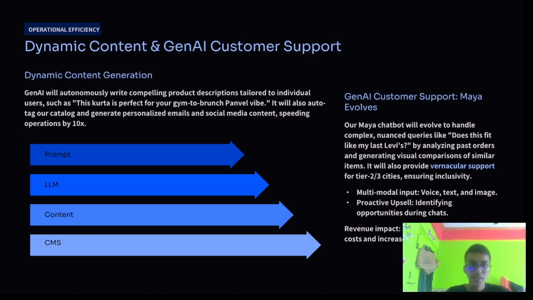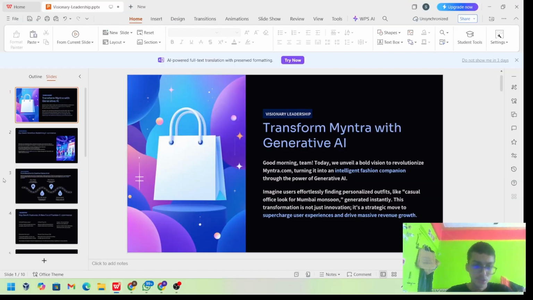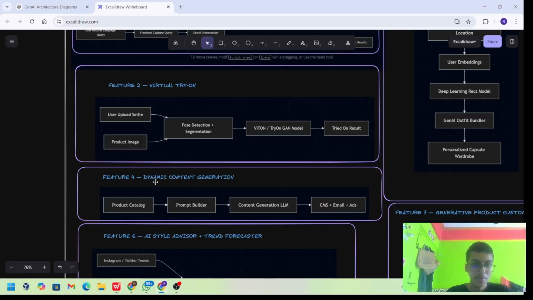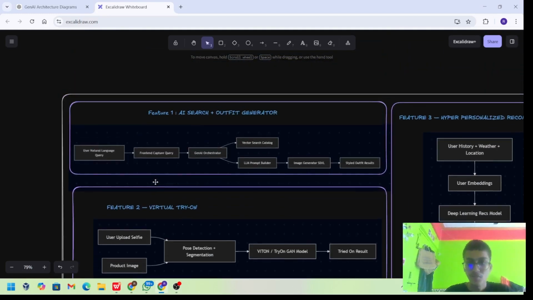Another feature is dynamic content creation. It will help us give a prompt to the LLM, and the content goes along with the CMS pipeline so that it will auto-tag, catalog, and generate email and social content, and operational speed will increase drastically by 10%. So these are some of the more features. I will now show you with the help of Excalidraw, which will be better for explaining all the features I talked about in the starting part.